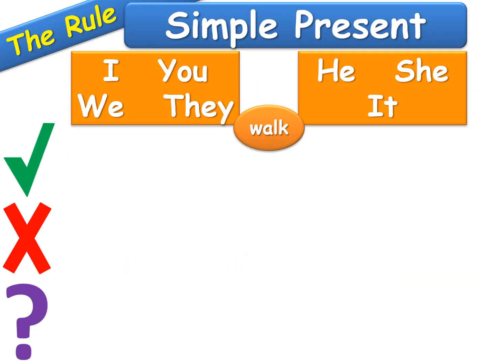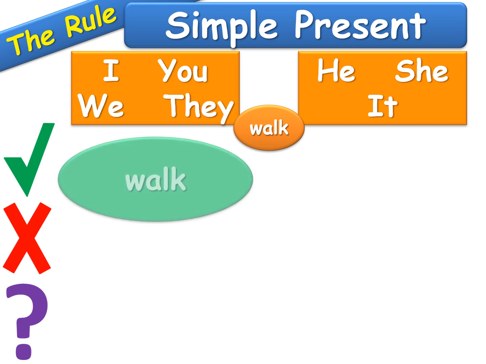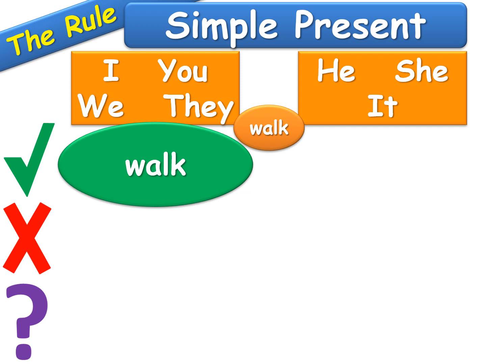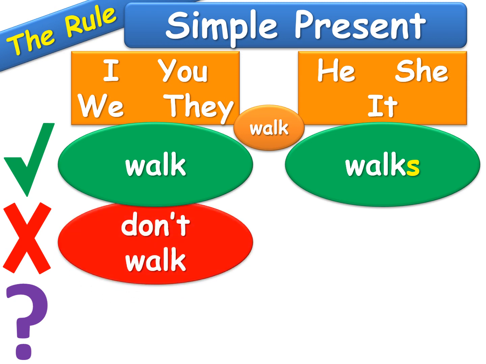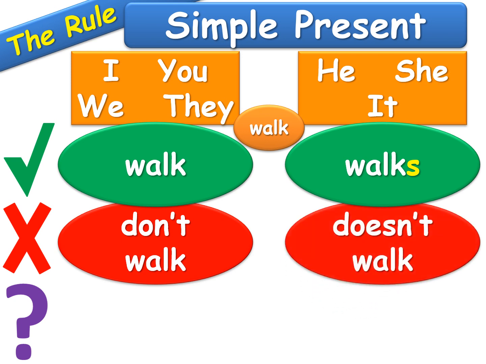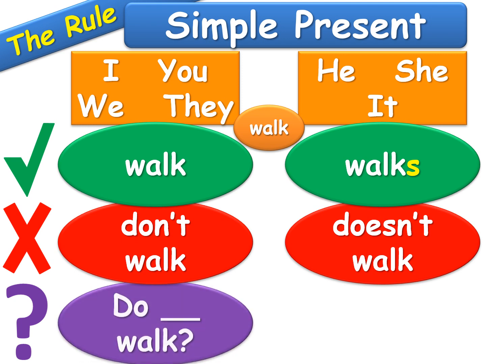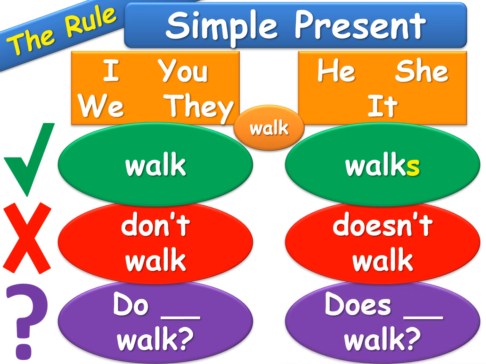Now, let's review the rule one more time. Remember, if it's I, you, we, they, we just use the verb, no S. But he, she, it, we do need the S. A no sentence for I, you, we, they will be don't and the verb. For he, she, it, it's doesn't and the verb. A question will start with do when we're talking about I, you, we, they. And for he, she, it, the question will start with does.